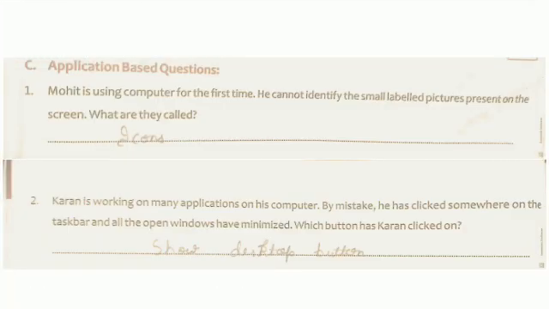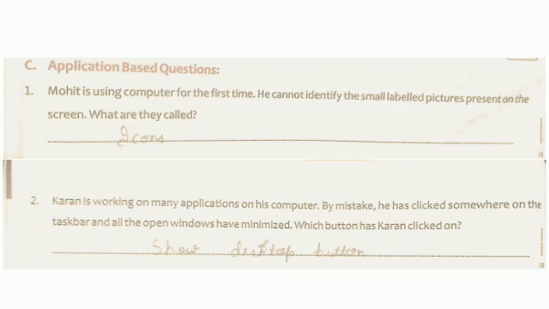Now let us see the ABQs. First is: Mohit is using a computer for the first time. He cannot identify the small labeled pictures present on the screen. What are they called? As we know, the small pictures which are present on the desktop are called icons. So the right answer is icons.